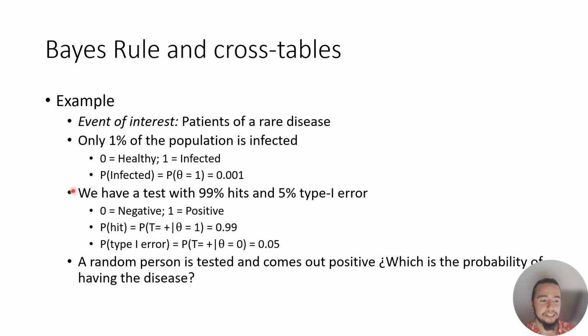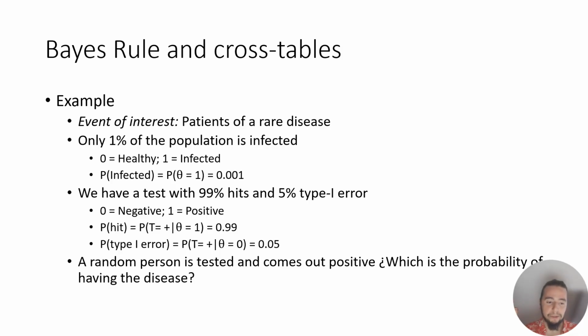We have a test with 99% hits and 5% type 1 error. So we have also a binary variable that is the test, 0 negative, 1 positive. The probability of having a hit, that is having a positive test given you are infected, is 0.99. And the probability of type 1 error is having a positive test given you are healthy, and that is 0.05.